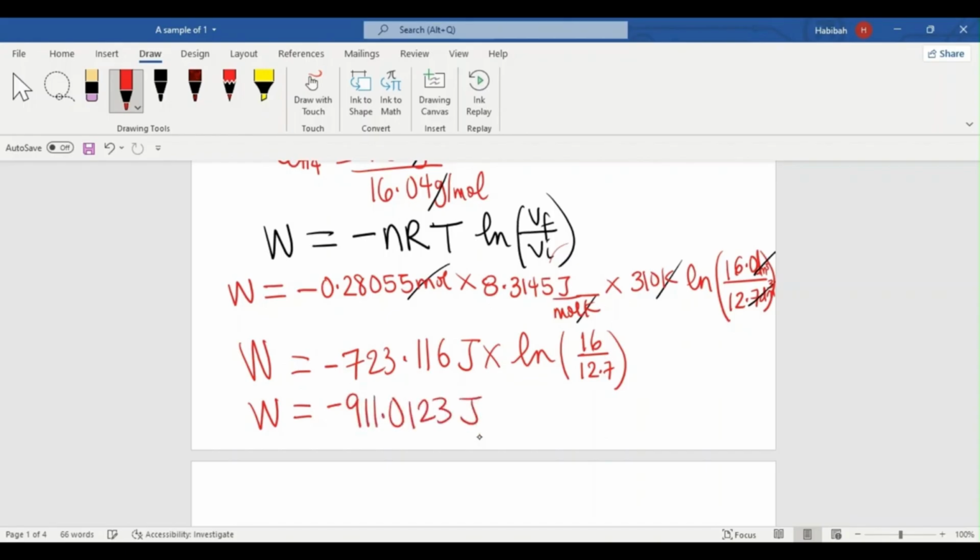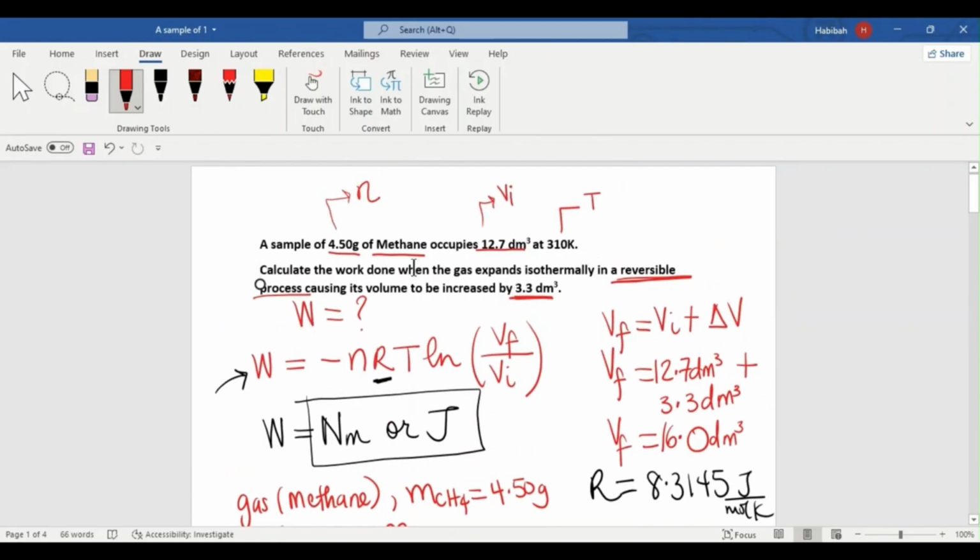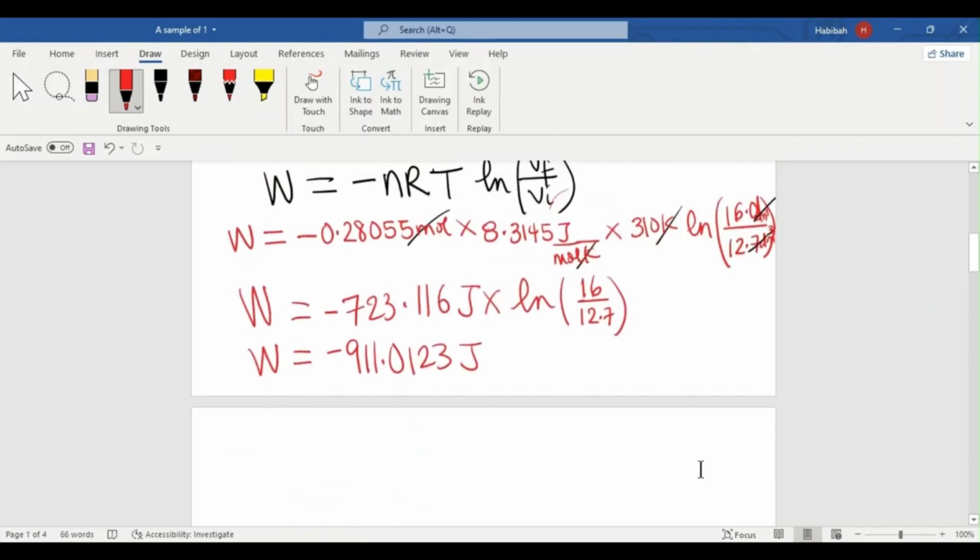911.0123 joules. But one thing you have to note is that the work is not actually done at this precision. You see that we're given our information in three sig figs. We have 4.50, we have 12.7, and when we add to find V final, we have 16.0. So everything we've been given has been in 3 sig figs, so we have to round to 3 sig figs. So work done is approximately negative 911 joules. So this is our answer. Work done is negative 911 joules. So this is how you answer this particular question.